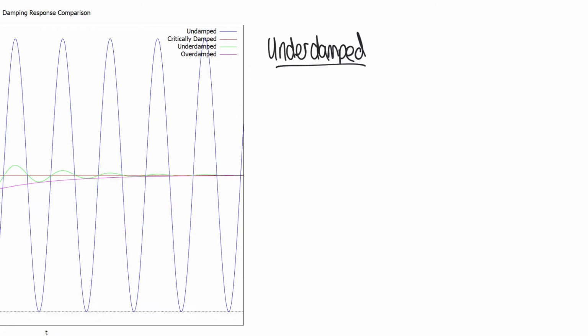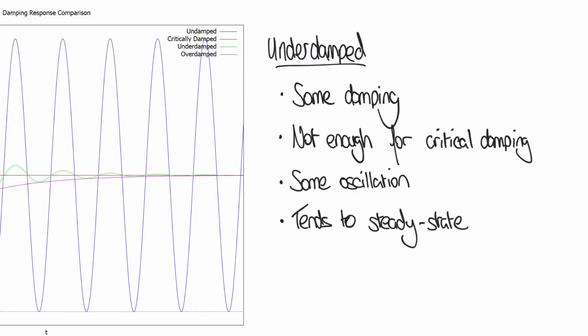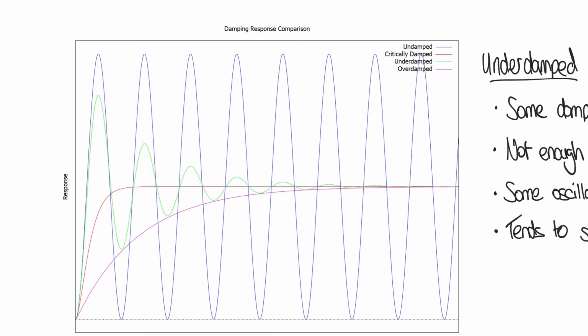An underdamped system is one where some damping takes place, but this damping is not enough to be classed as critical damping, which we'll talk about in just a moment. This means that some oscillation will still occur, but the system will eventually tend towards a steady state over time. In electrical systems, this is often termed ringing, where some oscillation will occur in a system, often following a step input or an impulse.